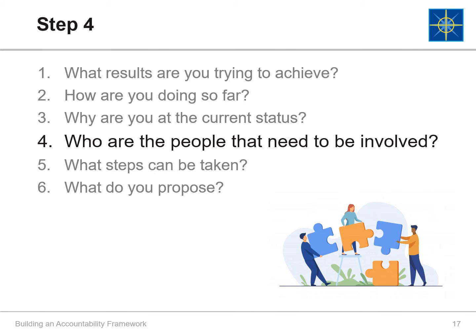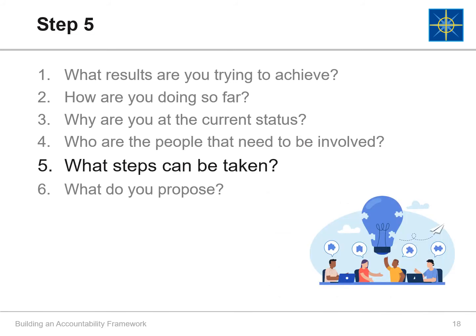In step 4, you're determining who are the people that need to be involved in this project. Hopefully, this shouldn't be too difficult at this point. If you know the root causes that were impacting progress, you can determine who would be instrumental here. You might not know specific names, but you would know the roles.